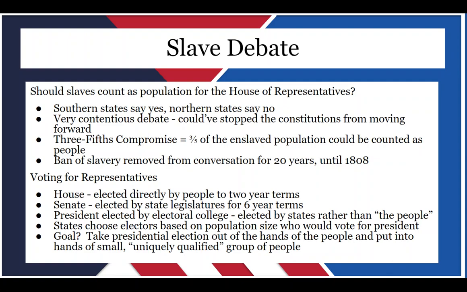The president, now this is an interesting compromise. The president was elected, they decided, not by a direct election whereby the people vote and each vote counts as a single vote, and then you tally up the total number and whoever has more becomes president. They decided to create a system called the Electoral College, which, yes, we still have today, and it's a bit crazy, to be completely honest. That means that the president is elected by states rather than the people. The states would choose electors to represent the population of the state. Now, the number of electors is based on population size.